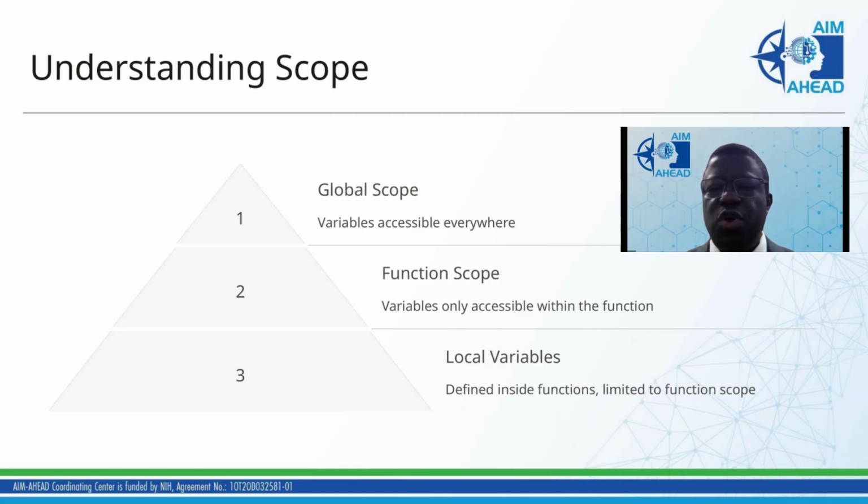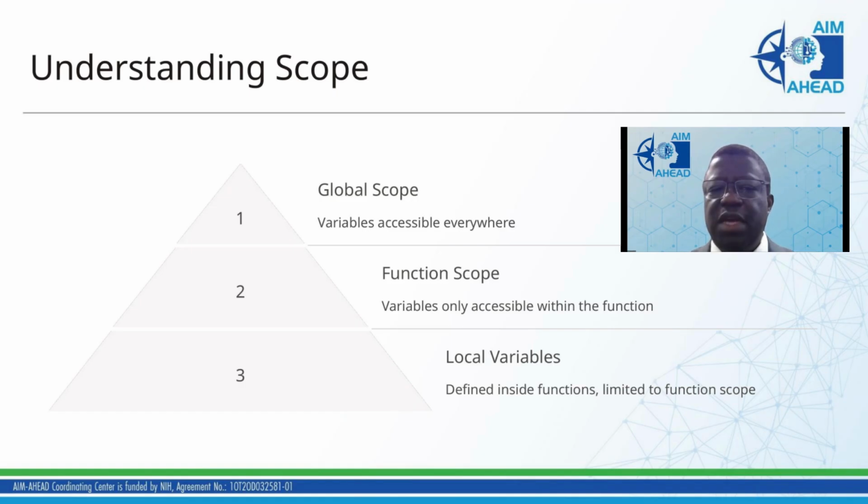Let us explore the concept of variable scope, its types, and its importance in code efficiency. What is variable scope? The context in which a variable is defined and can be accessed. Understanding scope is crucial for managing variables effectively and avoiding conflicts in your code. Types of variable scope. Global scope. Variables that are accessible from anywhere in the program, both inside and outside functions.